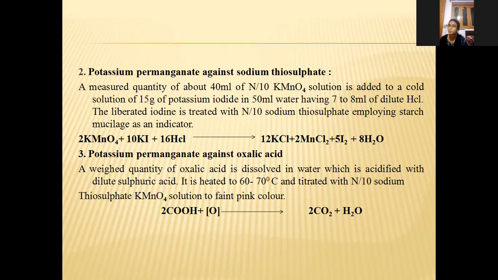It should be titrated with potassium permanganate solution to the faint pink color. So here we take the oxalic acid, dissolve it in water, treat it with dilute sulfuric acid, maintain 60 to 70 degrees centigrade, and titrate using potassium permanganate solution until the faint pink color is obtained.